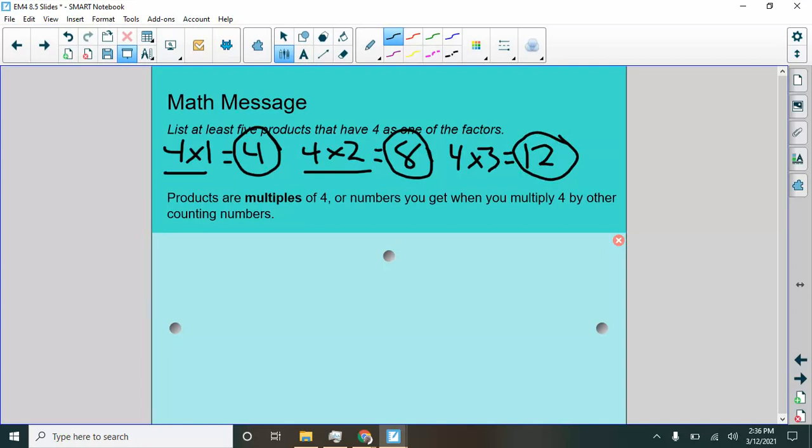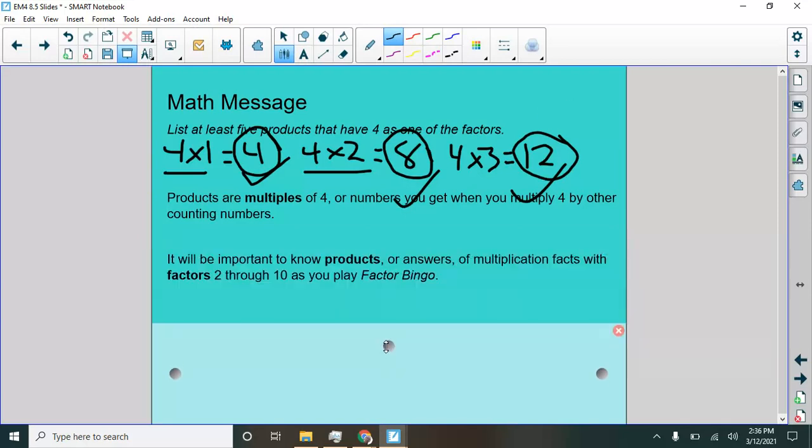Now let me have you give me 2 more. What are 2 more products that have 4 as a factor? Those of you that know my song probably just kept going. 4, 8, 12 are right here. 4, 8, 12, then 16, 20, 24. All of those are correct answers here. 28, 32, 36, 40. So those numbers are all products that have 4 as a factor, okay?